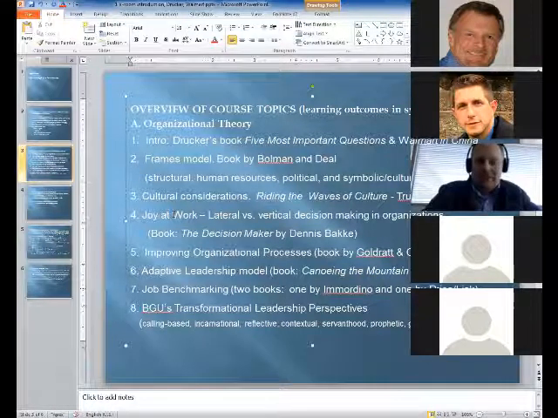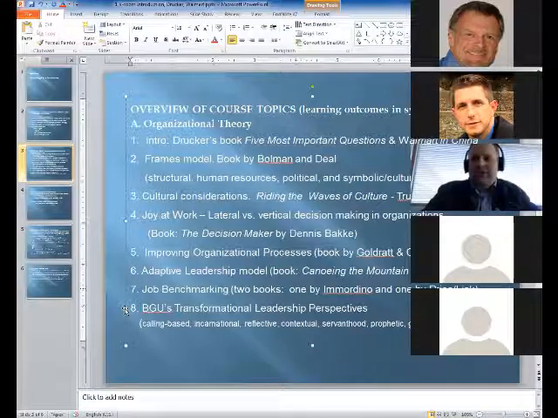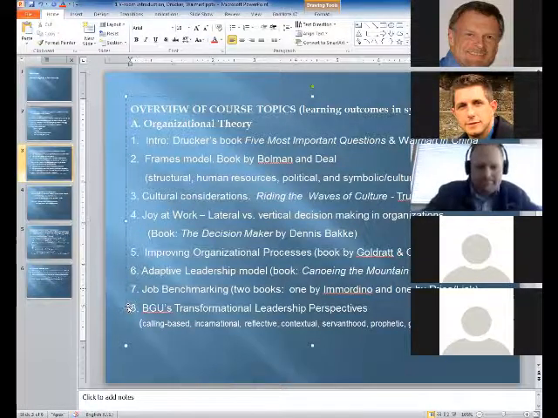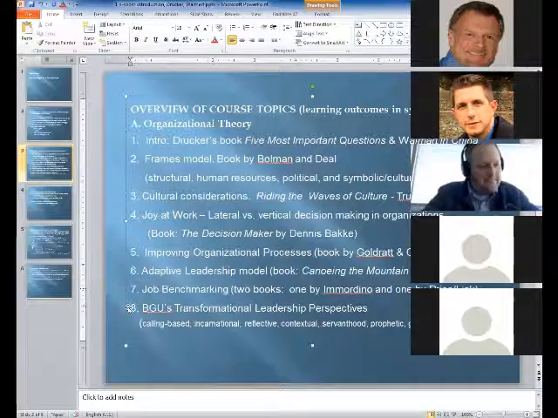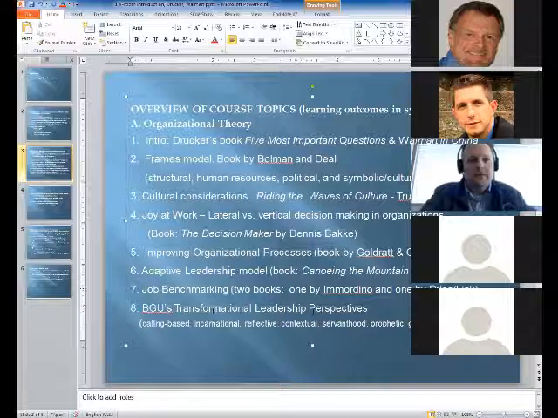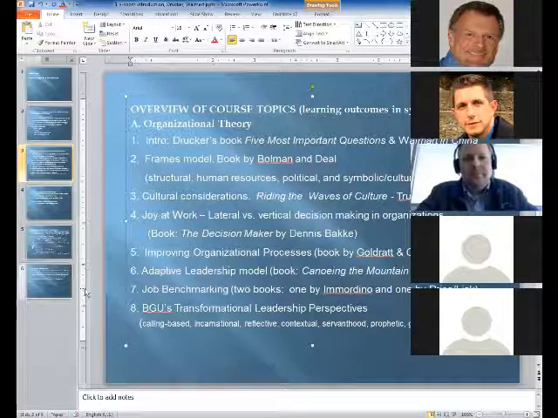And it's something I've found just extremely helpful when we're stepping into working with organizations, to find the right person for the right job. And so that's kind of what job benchmarking does. All right. I like it. Sounds good. And of course, we'll keep bringing in the BGU transformational leadership perspectives as we're looking at organizations.